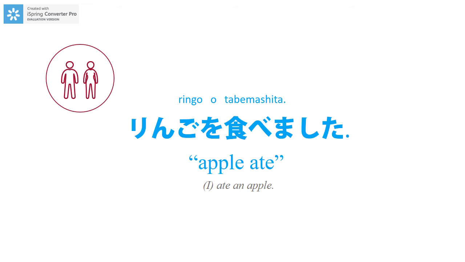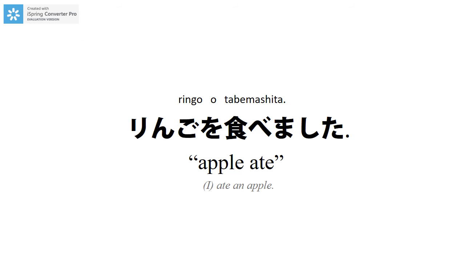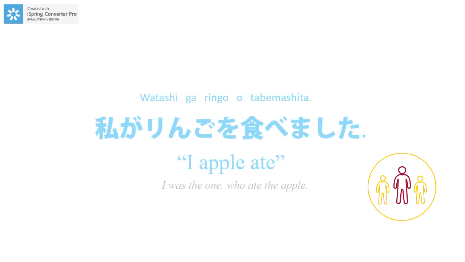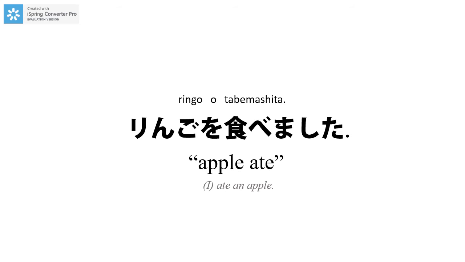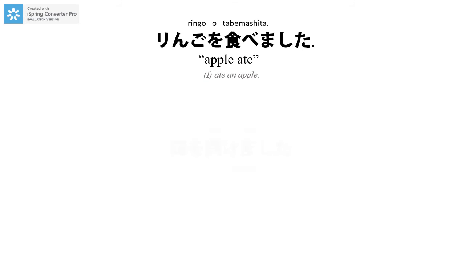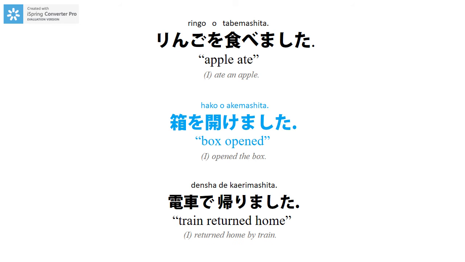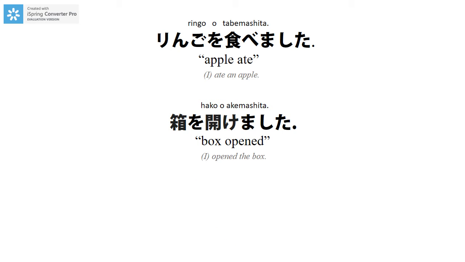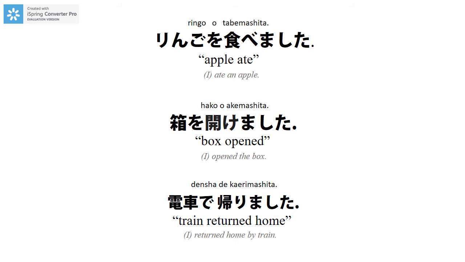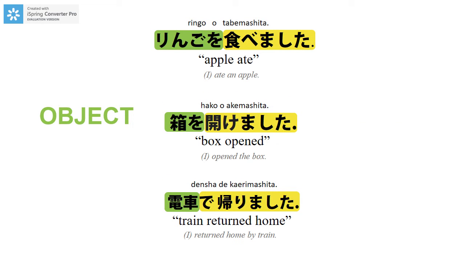Ringo tabemashita. On the other hand, when it's unclear who or what the subject is, or if you wanted to place emphasis on the subject, like if you wanted to declare from a group of people that it was you who ate the apple, then you would include the subject, 私がリンゴを食べました。 But more often than not, most sentences spoken in daily Japanese conversation can be spoken without including the subject at all, particularly if that subject is you. 箱を開けました。電車で帰りました。 Knowing this, we can easily express any simple action in Japanese using just the object and the verb.